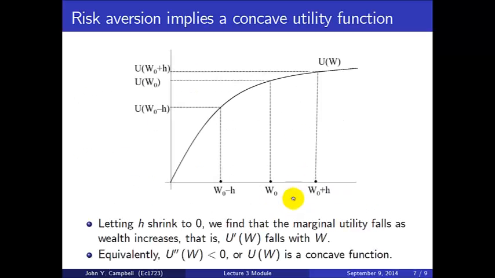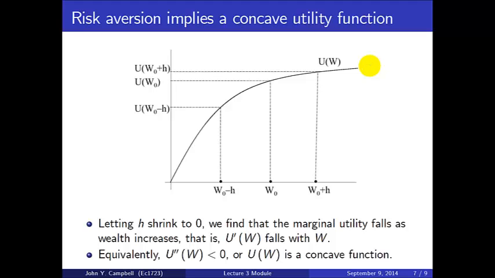So let's draw the utility function now. And what we're going to see is that risk aversion implies a concave utility function. Concave means that the function is curving downwards. So this curve here always lies above a straight line drawn between any 2 points on the curve. So I can take a point here and a point here. I can draw a line between them, a straight line, and the curve of the utility function is always above that straight line.